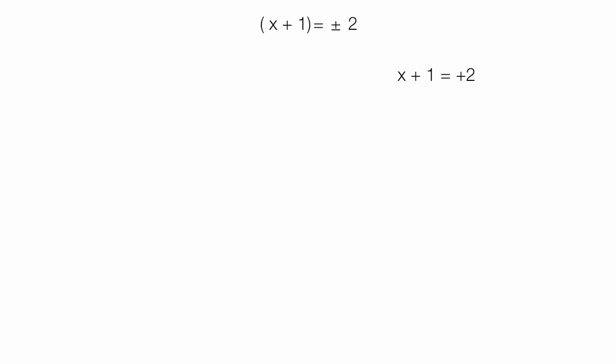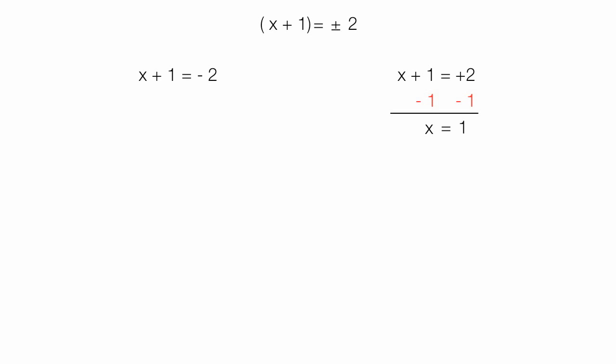Now I have two equations. X plus 1 is equal to positive 2. And I also have x plus 1 is equal to negative 2. I'll solve these one at a time, and I'm solving for x. I subtract 1 from both sides of the equation, so I have x is equal to 1. Positive 2 minus 1 is 1. So my first solution is x is equal to 1.